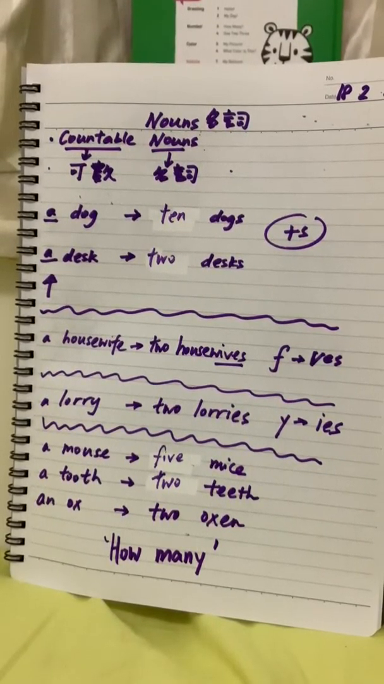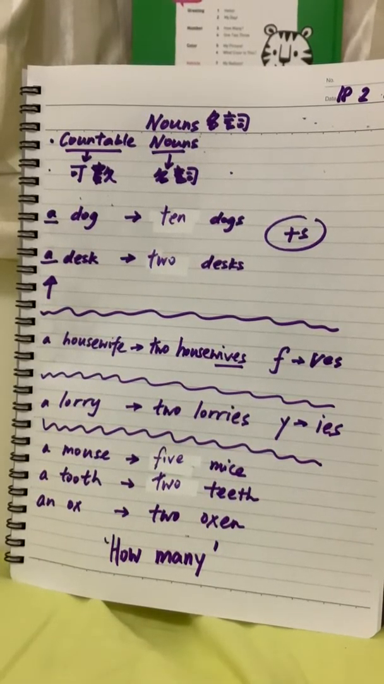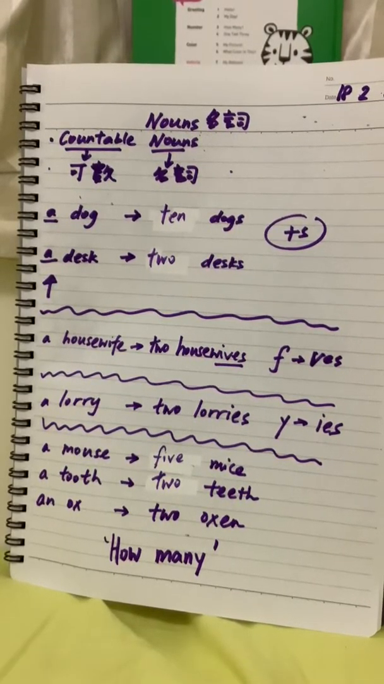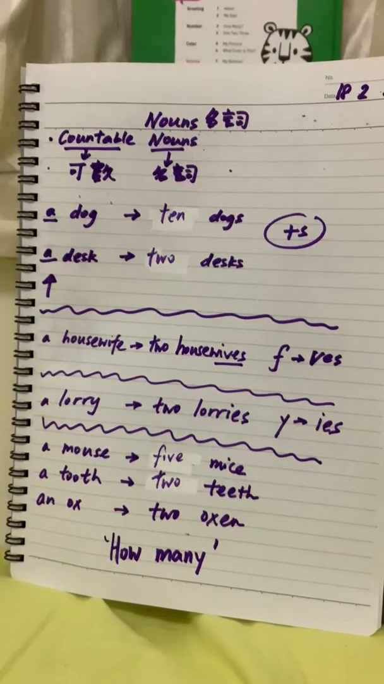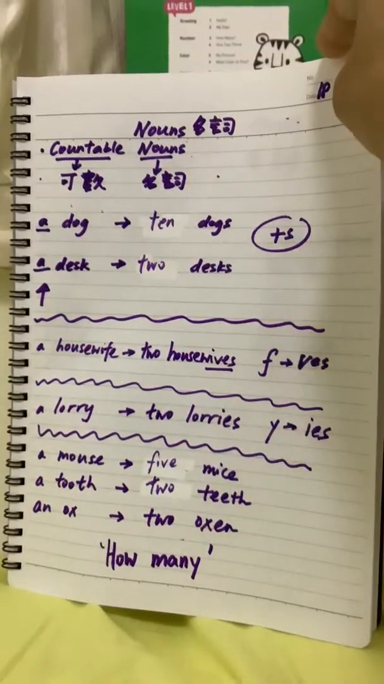When you want to ask something related to countable nouns, you will ask how many. How many is for countable nouns. For example, how many boys are there? There are 2 boys. How many desks are there in 1D classroom? There are 33 desks. Okay, so this is countable nouns.